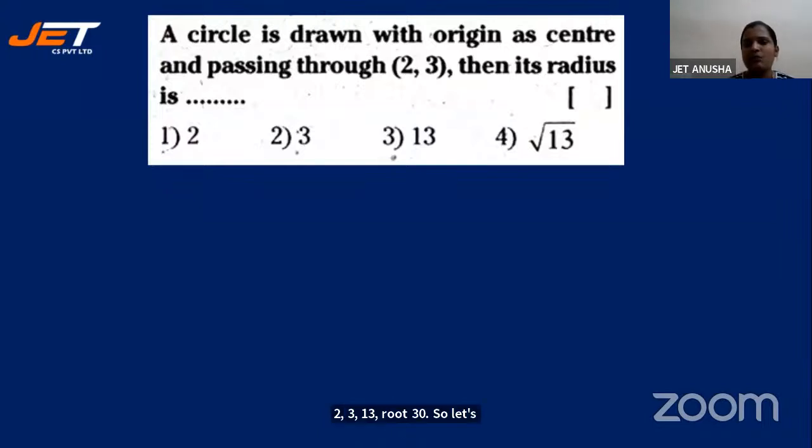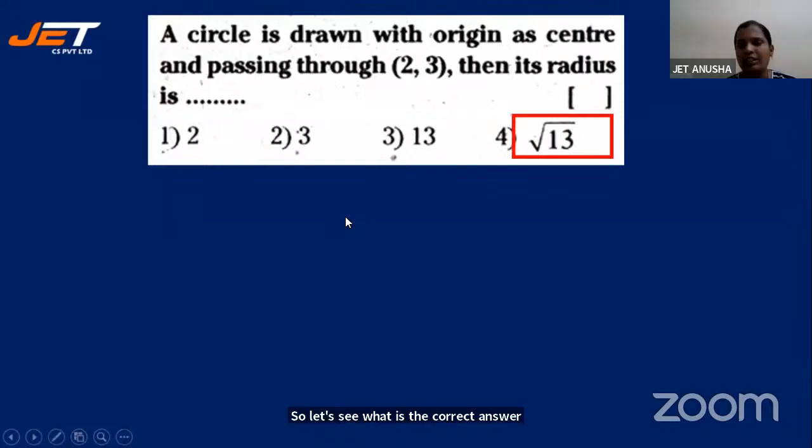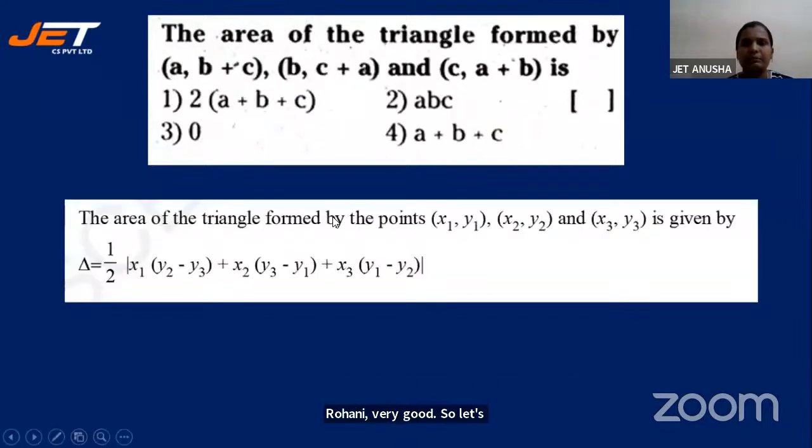Swati 1. Avinash 4. Ashwin 3. Pavani 3. Yogita 1. So let's see what is the correct answer. The answer is 4. Reneshwari, very good. Marishikesh, Akhil, very good. Rohini, Veda, very good. So let's go with the next question.